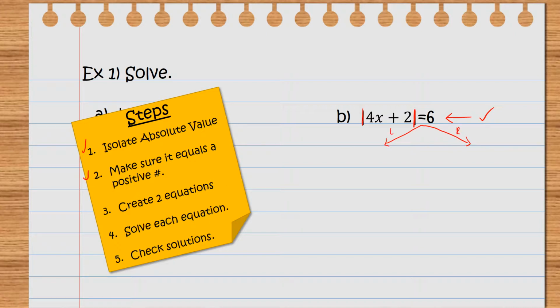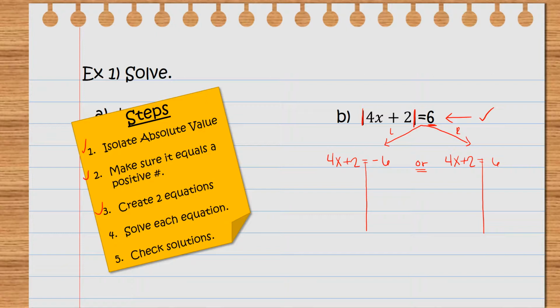So we take whatever's inside the absolute value, which is 4x plus 2. And if I travel to the left 6 units, that puts me at negative 6. Or I would have 4x plus 2, and if I were to travel to the right 6 units, that would put me at positive 6. And so now we have created our two equations. Now we get to solve them individually. Again, I'm going to draw my line at my equal signs, so I can remain organized.